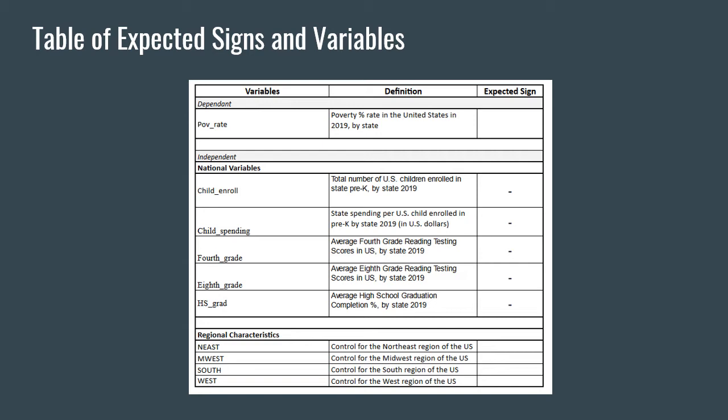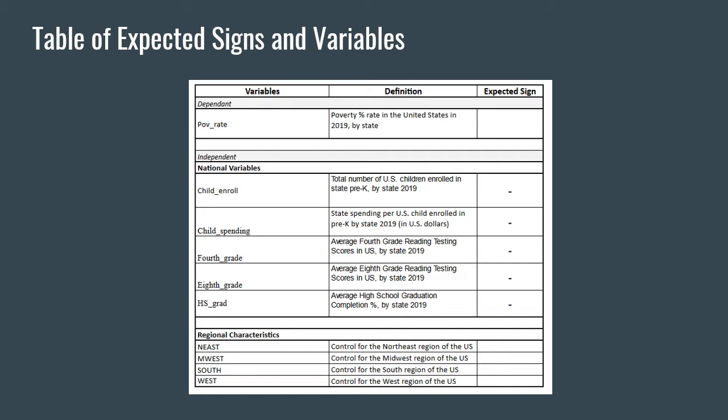Now we move on to state spending per child in pre-K programs. We assume that if states spend more money, then they're going to have better success. They'll have better staffed pre-K programs and support, and these poverty rates are going to decrease as a result. Our prediction is that the funding in the higher states is going to show lower rates of poverty.